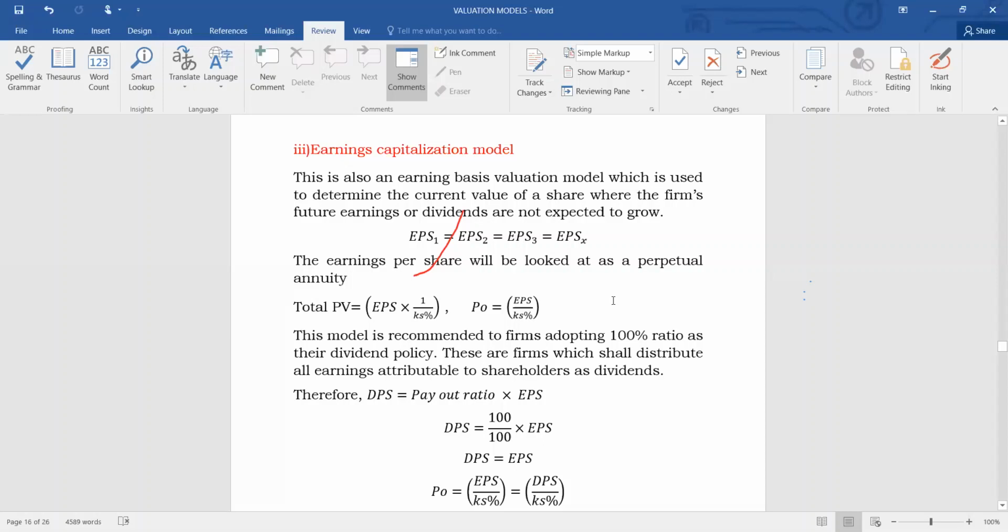So if those two conditions are met, then we can value a share of a company using the capitalization of earnings. Now, if earning per share year 1 is equal to earning per share year 2 is equal to earning per share year 3, then again, it takes us back to a perpetual annuity. I hope you are seeing here again, earning per share year 1 is equal to earning per share year 2, which shall equal earning per share infinity. So the earning per share is a perpetual annuity.